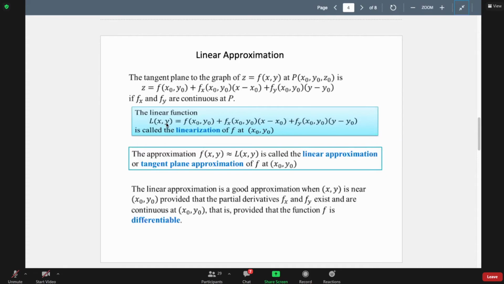So L of x, y is this linear function. This is this plane. You could also call this an equation of the plane. z equals L of x, y is the equation of the plane.